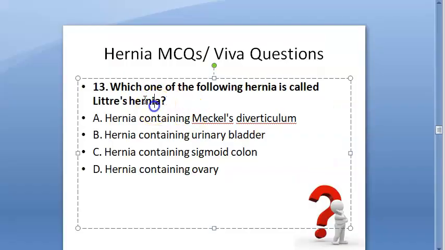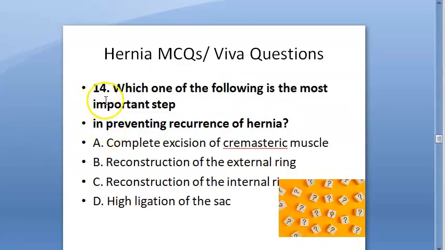The question here is, which of the following hernia is called Littre's hernia? Hernia containing Meckel's diverticulum could be the answer. Let's look at the answer. Very good. Let's move on to the 14th one.